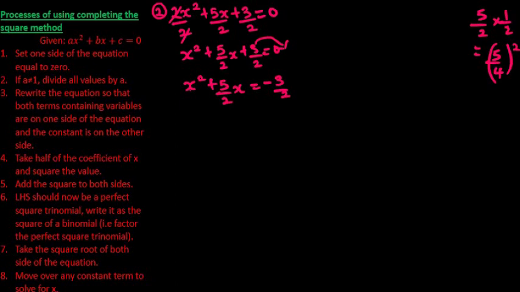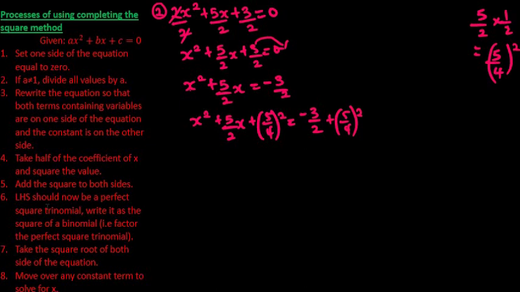This is it. Now, rule number 5 says add the square to both sides. So we'll add 5 over 4 squared to both sides of the equation. It gives us x squared plus 5 over 2 x plus 5 over 4 squared equal to minus 3 over 2 plus 5 over 4 squared.